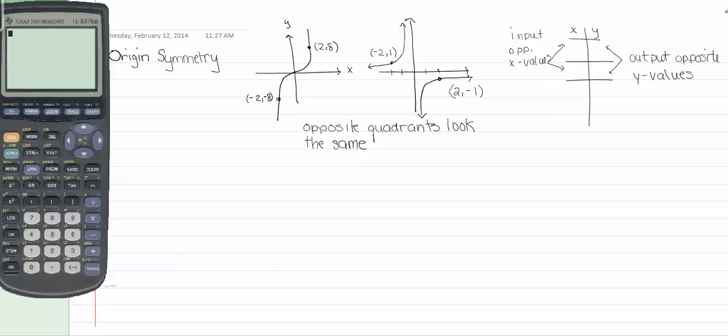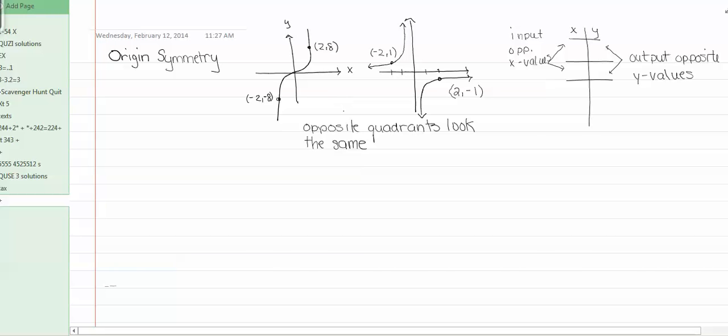For other types of graphs, you may see origin symmetry, and you can recognize that when you actually look at a picture of one. You'll see that, for example, opposite quadrants, like quadrant 1 here and quadrant 3, will have a similar picture in it, or quadrant 2 and quadrant 4 will look the same.